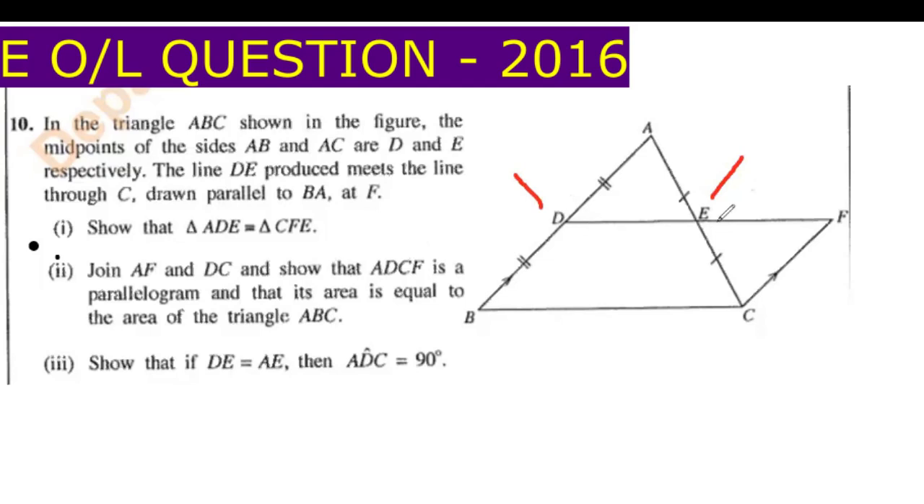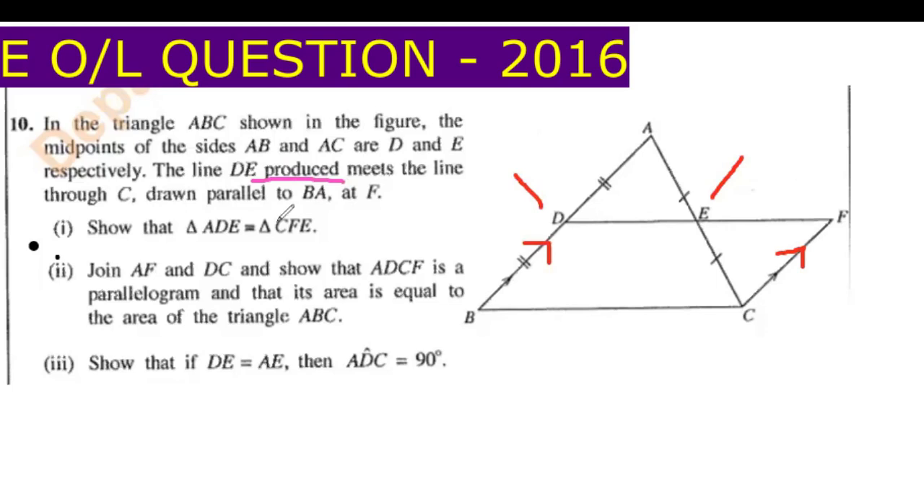Line DE produced meets the line through C, drawn parallel to BA, at F. Say this one and this one are parallel. This word "produced" is always used; they use it everywhere. Produced means extended. DE is extended and meets the line through C at F.